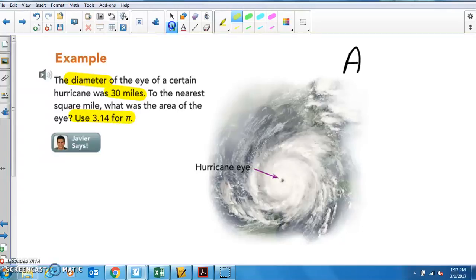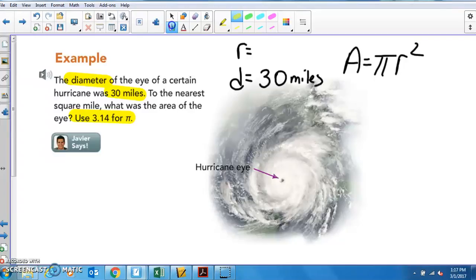So we have area equals pi r squared. We know our radius and our diameter are two things that we have to use in these formulas. And it says here the diameter is 30 miles. So if our diameter is 30 miles, what would our radius be? I'm going to let you figure out that part.